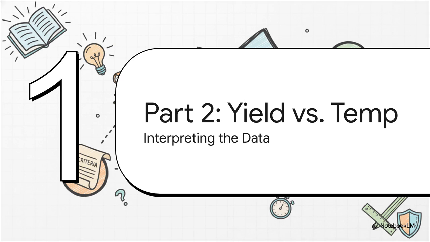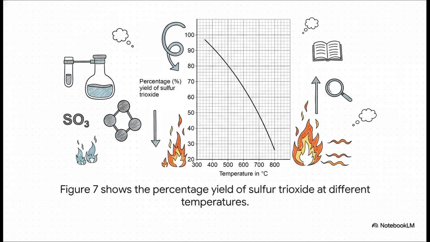All right, let's move on to the second part. Here, we're shifting gears from recalling facts to analyzing data. This part is all about your ability to read a graph and connect what you're seeing to a really fundamental idea in chemistry. First things first, let's just take a good look at this graph. On the bottom, the x-axis, you've got temperature going up, and on the side, the y-axis, you've got the percentage yield. So what's the story here?